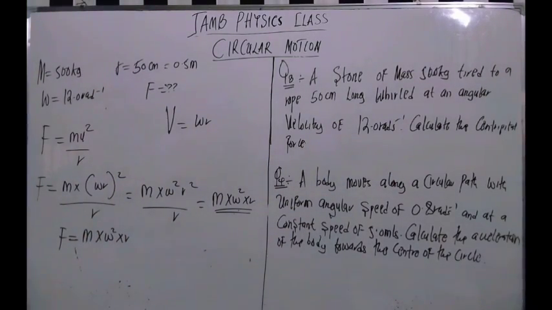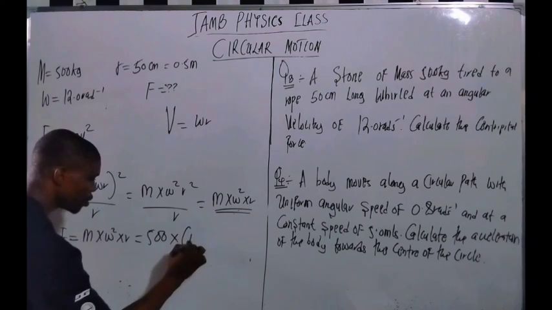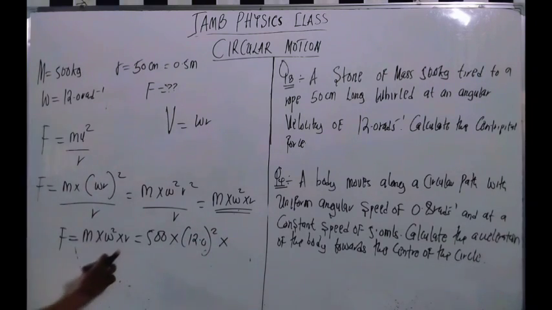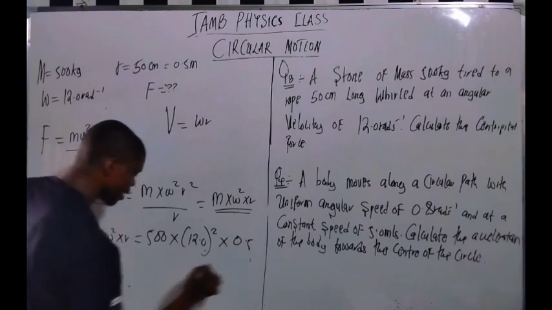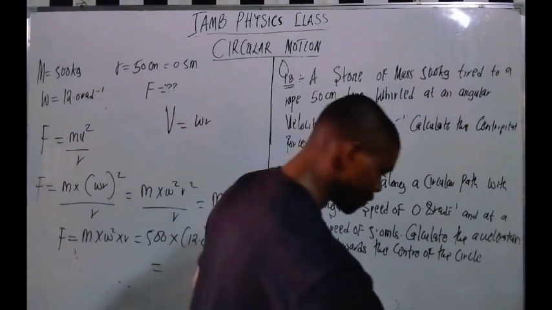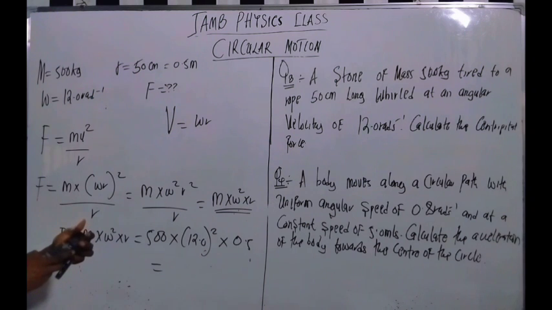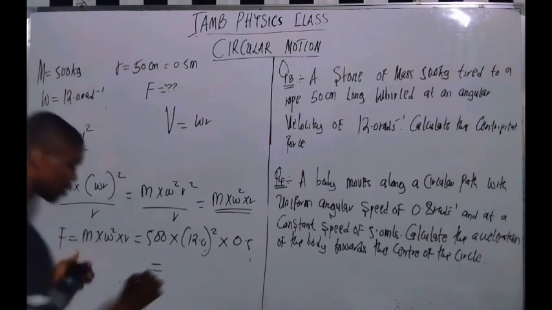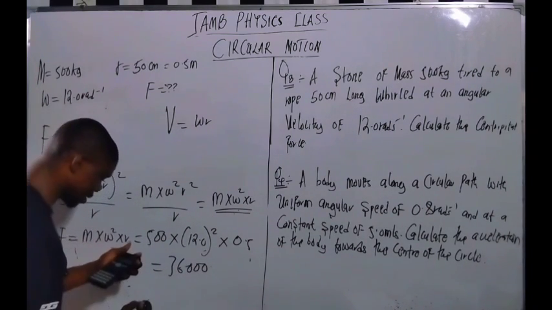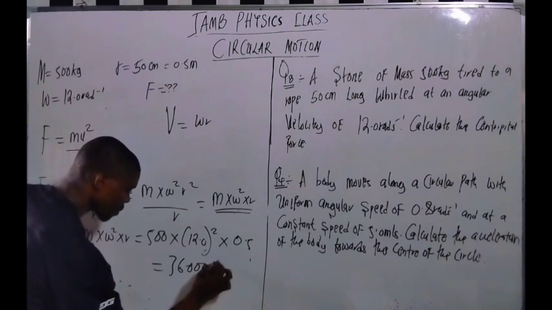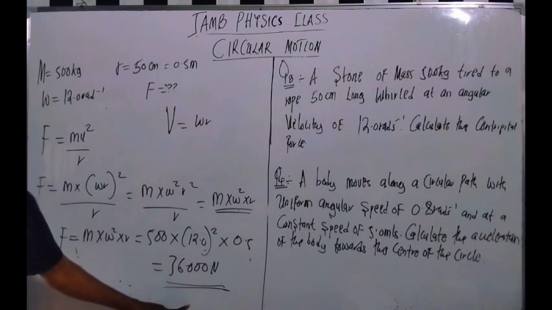So what I want to do here is to input my values. My mass is 500, times my angular velocity, which is 12, so 12.0 all squared, times my r. What's my r? My r is 0.5. Can you see that? So what is your answer? 500 times 12.0 squared times 0.5. Here we have 36000, right? What is the unit? Newton. This is the answer, as easy as that.